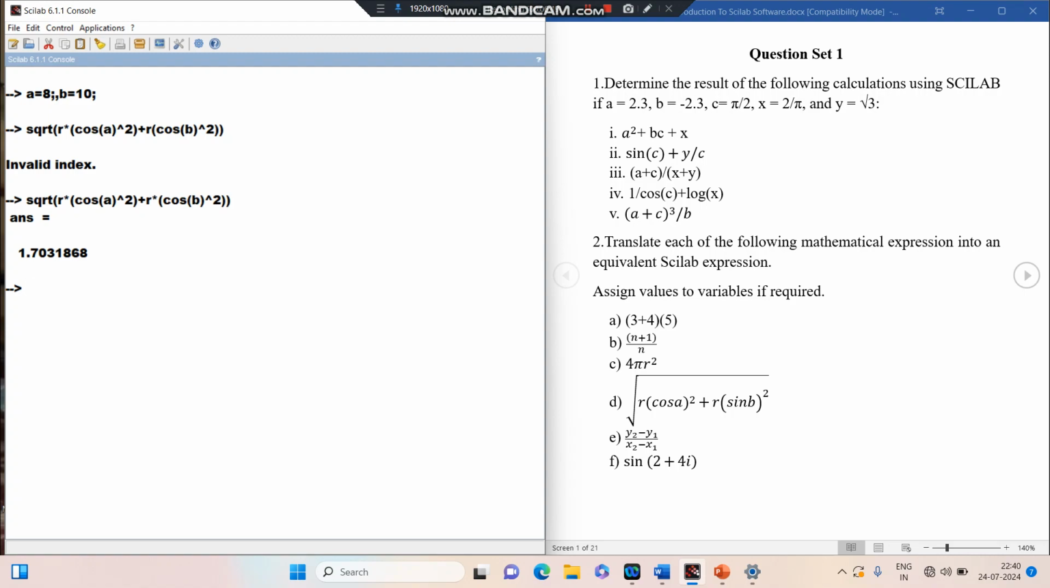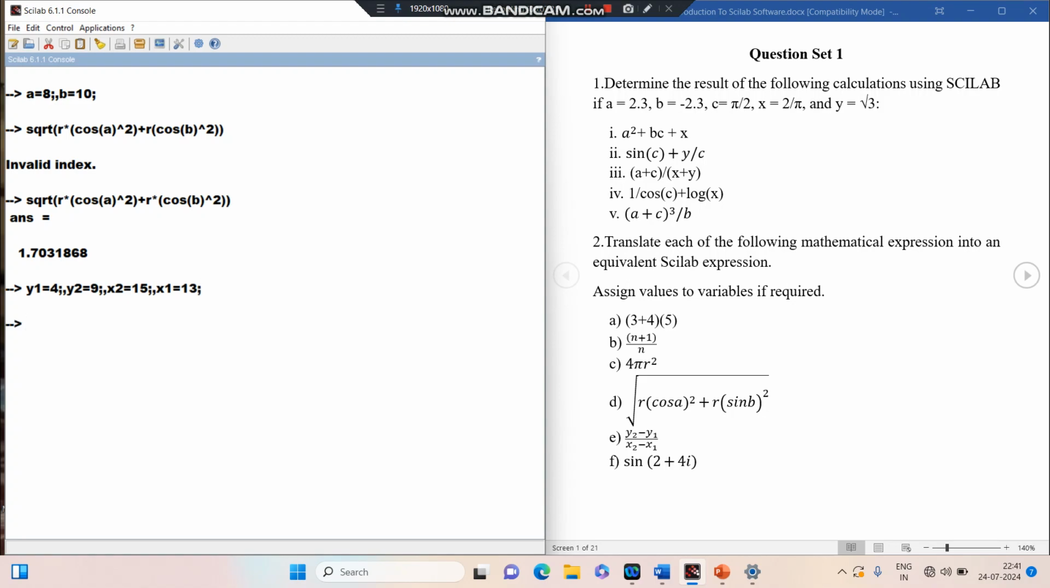Now the next we have y2 minus y1 divided by x2 minus x1. So we have to assign values to the variables y1, then y2, then x2, then x1. After assigning these values, y1 is 4, y2 is 9, x2 is 15, x1 is 13.